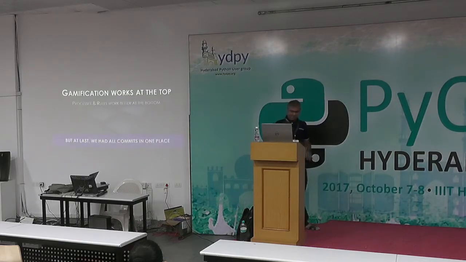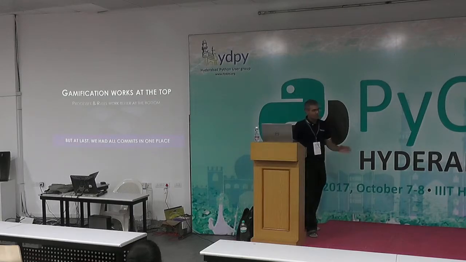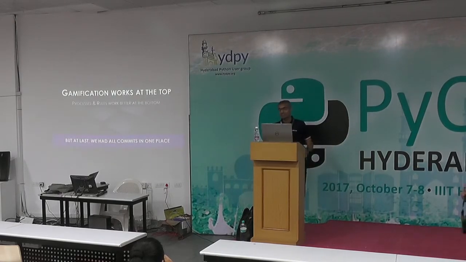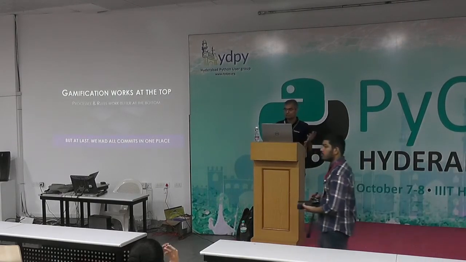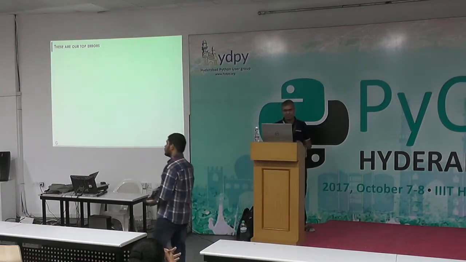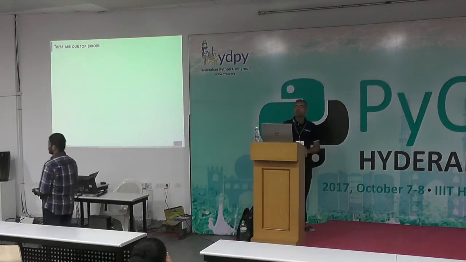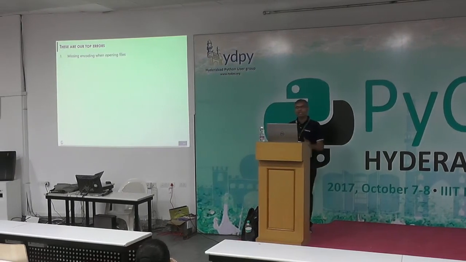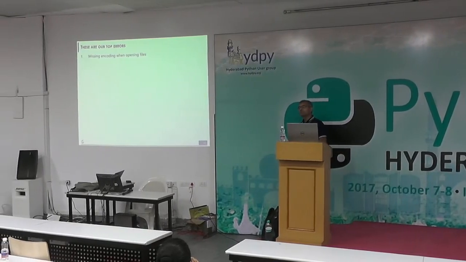But finally, we did have all the commits in one location. The GitLab instance had every single piece of code that the entire organization had. Totally thrilled, both because of what GitLab offers and because all the code is in one place. And then we started looking at what are the top errors that we find. The number one problem that we had was that encoding was missing when people are opening files.